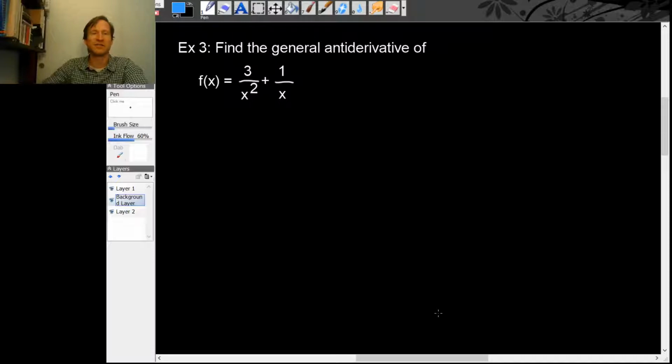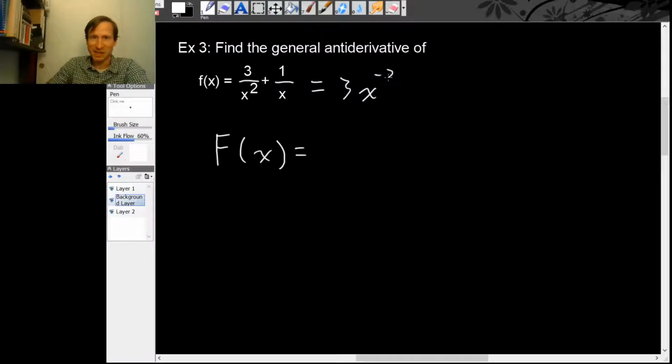Let's find the general antiderivative of this function, f of x equals 3 over x squared plus 1 over x. Well, you can imagine that since derivatives happen term by term in a sum, antiderivatives will also happen term by term in a sum. So for an antiderivative, we can guess this piece by piece. Just like it's usually easiest to take a derivative if you rewrite all your x's as powers of x, that's true for antiderivatives too. So let's rewrite this as 3 times x to the minus second plus x to the minus first.